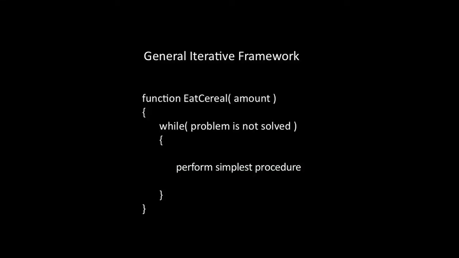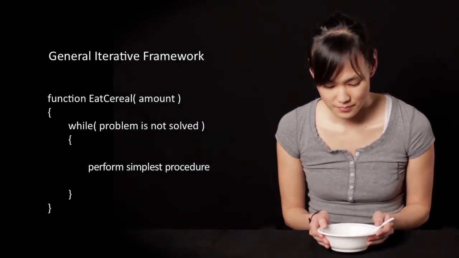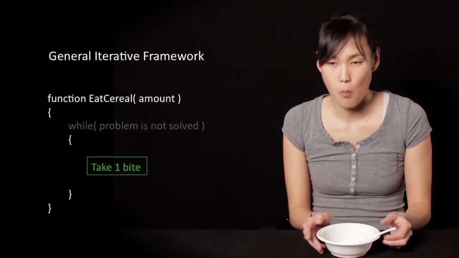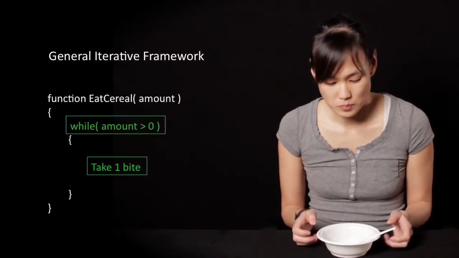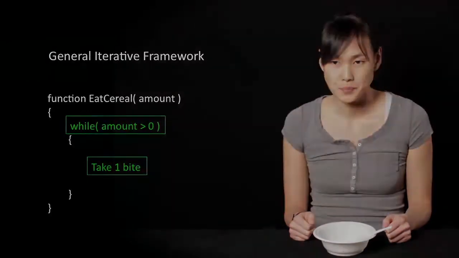Start with telling the computer the procedure for solving the simplest problem. Then repeat this procedure on subsequent pieces until the desired endpoint is reached. If the bowl contains cereal, take 1 bite of cereal. Repeat until there is no more cereal. You may recognize this type of solution as an iterative approach.